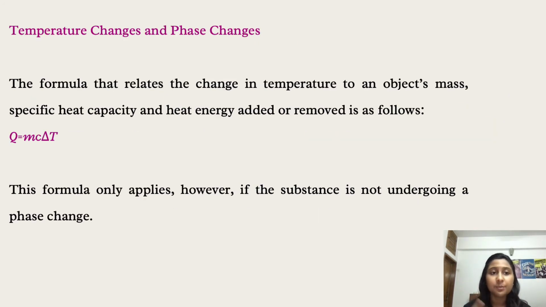Now we will be talking about temperature changes and phase changes. The formula that relates the change in temperature to an object's mass, specific heat capacity, and heat energy added or removed is Q equals mc delta T. The heat capacity and the specific heat are related by C equals capital C divided by m. So the mass m, the specific heat c, the change in temperature delta T, and the heat Q are related by the equation Q equals mc delta T. Values of specific heat are dependent on the properties and phase of a given substance.